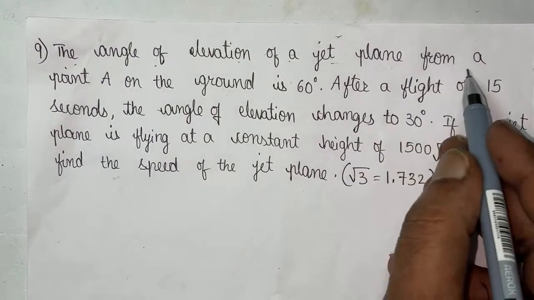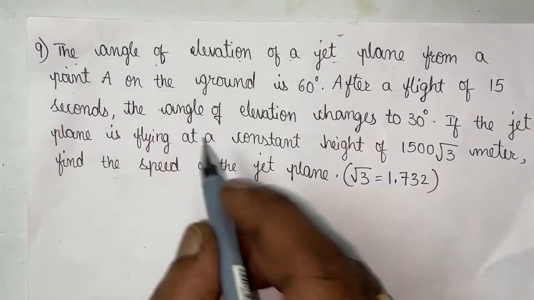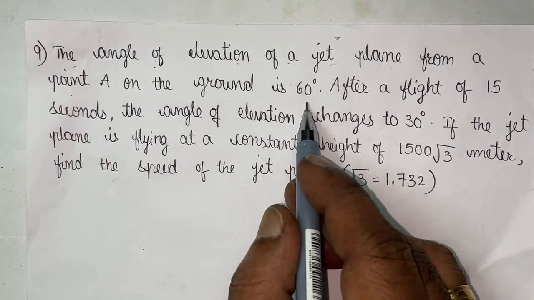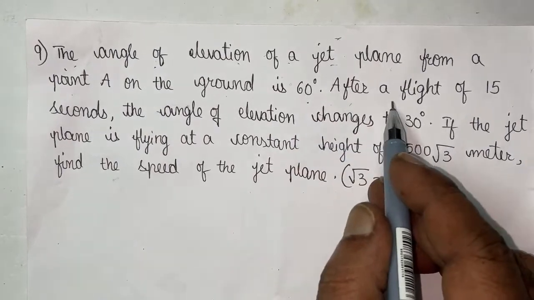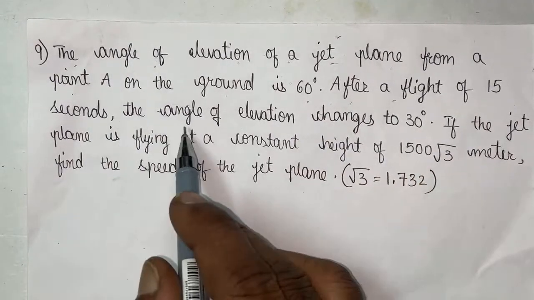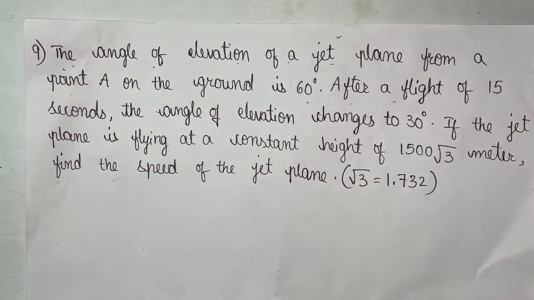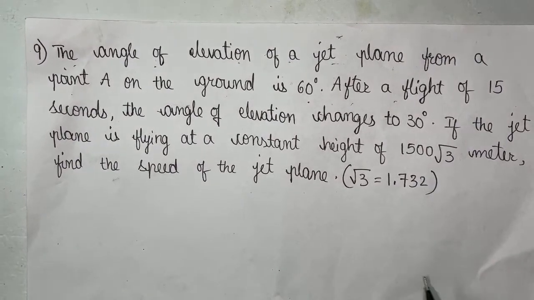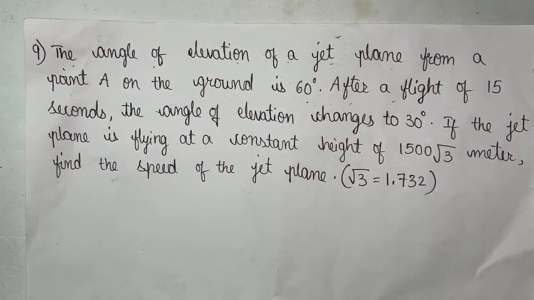That kind of jet plane, from the point A of the ground, has an angle of elevation of 60 degrees, and after a flight of 15 seconds, the angle of elevation is 30 degrees. That means one observer is observing how the movement of the jet plane is going on.